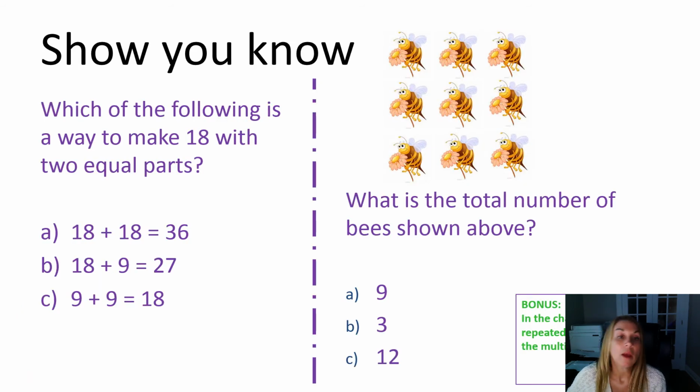All right, friends, we are back together now after our application problem. I want you to show what you know. We're going to look at this one on the left-hand side first. Which of the following is a way to make 18 with 2 equal parts? Use your pulling tools, A, B, or C.